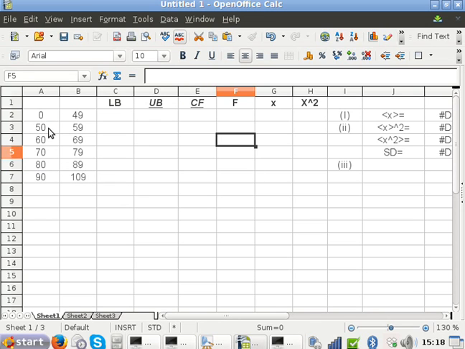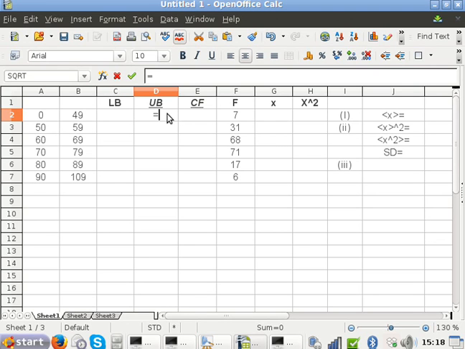Okay, and the frequencies. As you can see, since the question is so similar, I'm just leaving the same file open. 7, 31, 68, 71, 17, and 6. Now, here they didn't give me the lower and the upper boundary, but it's not too difficult to work out.